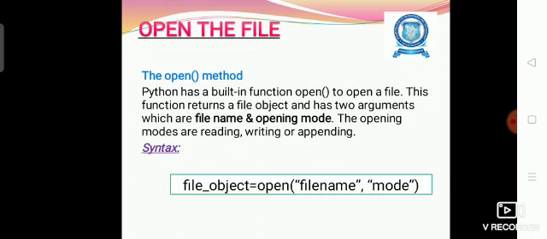First, now we are going to see how to open the file. What is the method available for opening a file? To open the file, Python has a method called the open method. This is a built-in function, and a function is otherwise called a method. So Python has the built-in method open to open a file. This method returns a file object.